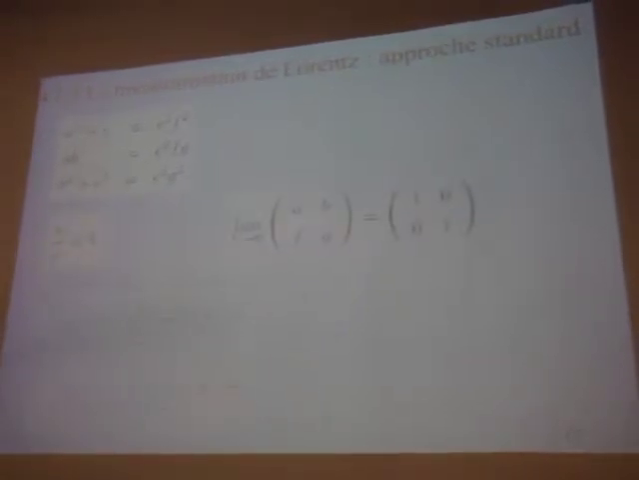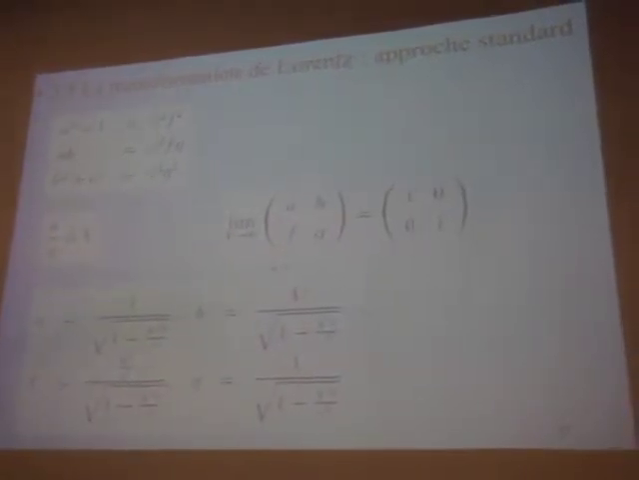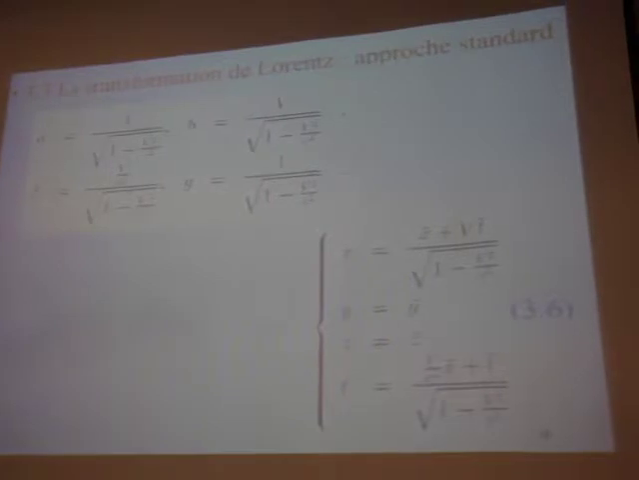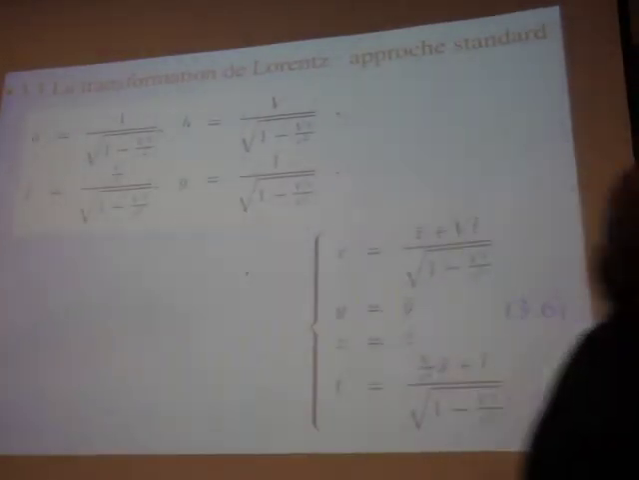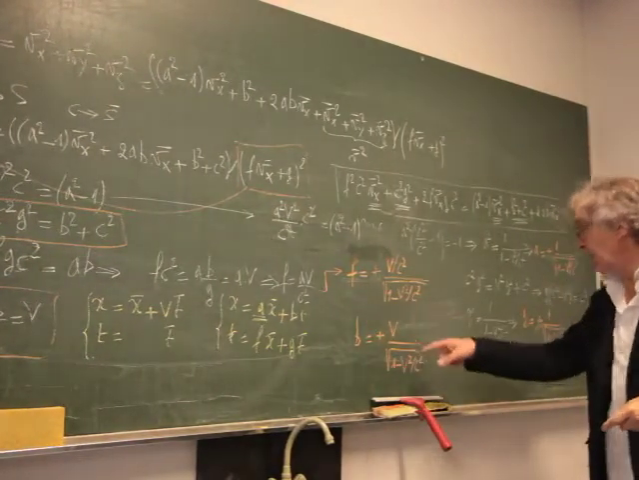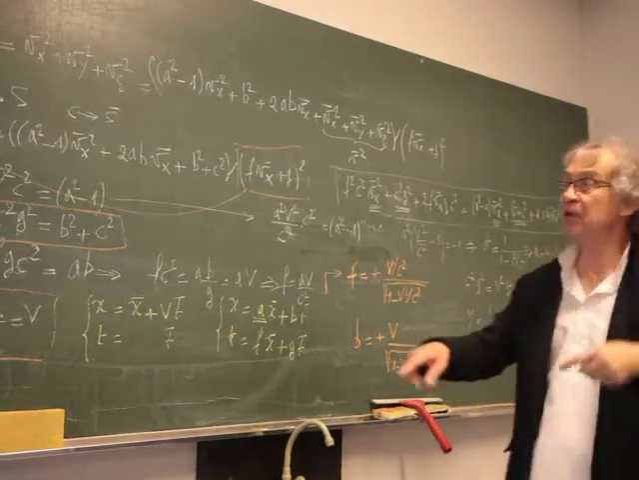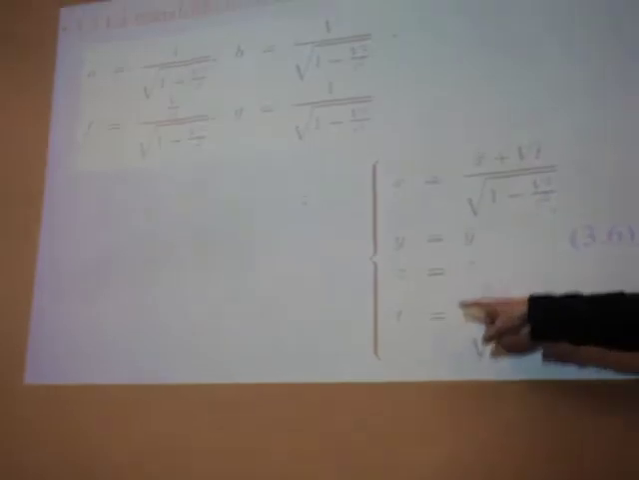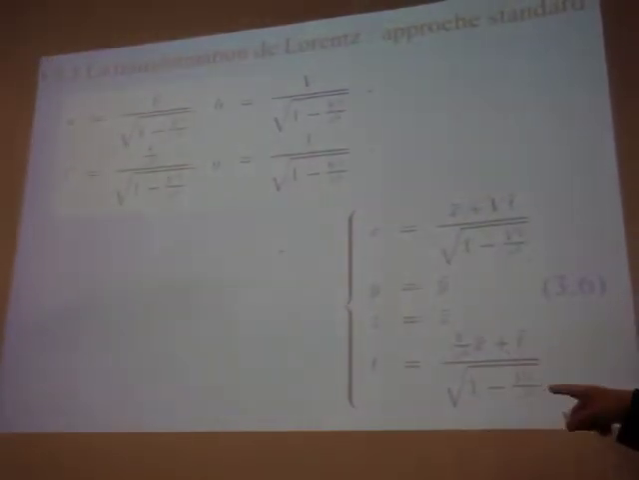Okay, these are the old developments we did on the blackboard. So the equation of Lorentz is the following. You find that x is equal to a, so it's 1 over the square root, plus b, which is v times t bar, divided by the square root of that. y equals y bar, z equals z bar, but t, you see, is equal to that.